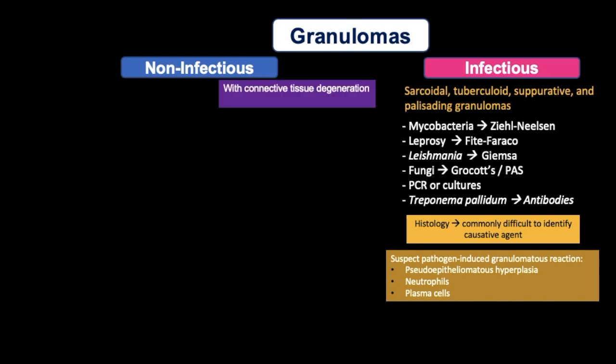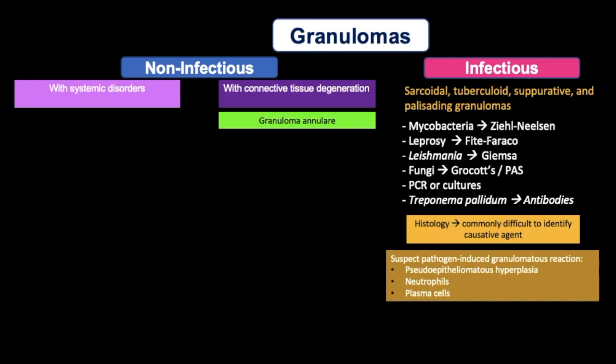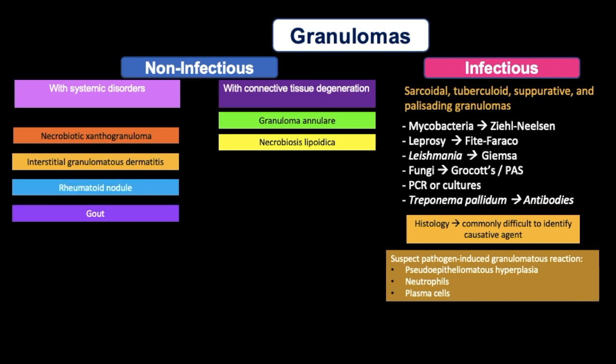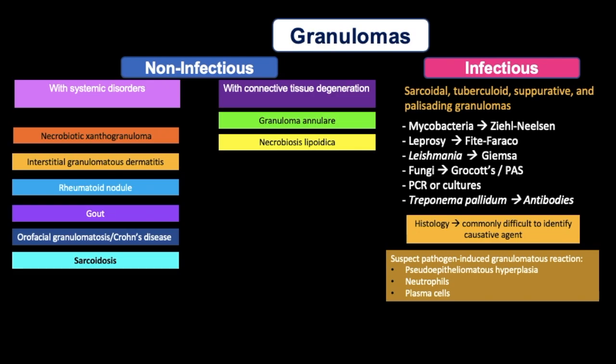and then you go further to order further testing. For the non-infectious etiology, we divide them into two categories: the ones that happen with connective tissue degeneration and the ones that happen with systemic disorders. The ones that happen with connective tissue degeneration are granuloma annulare and necrobiosis lipoidica. The ones that happen with systemic disorders are necrobiotic xanthogranuloma, interstitial granulomatous dermatitis, rheumatoid nodule, gout, orofacial granulomatosis with Crohn's disease, and sarcoidosis.